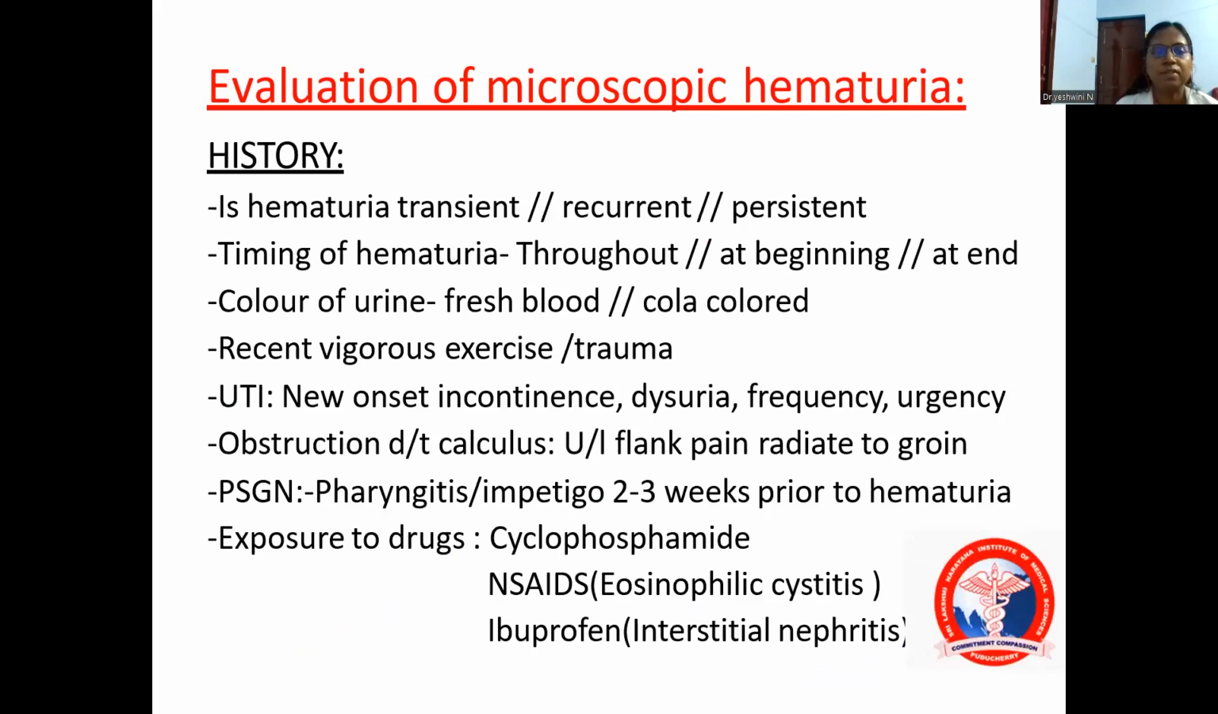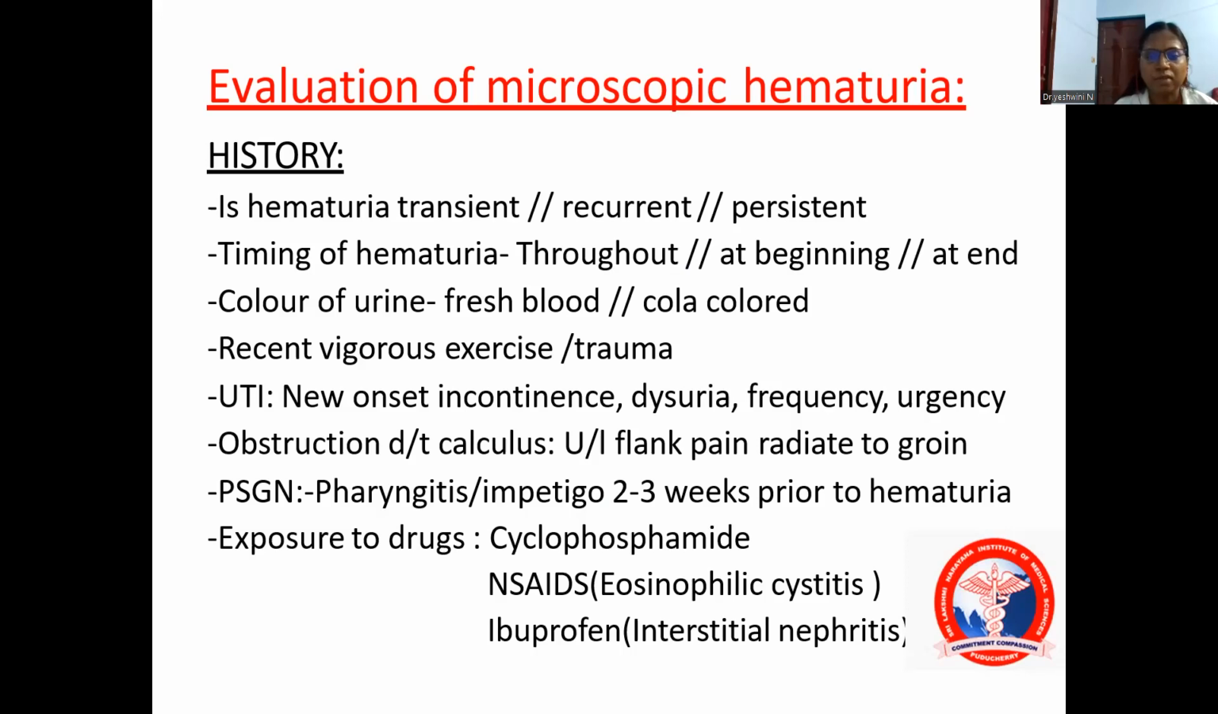Okay, so coming to evaluation, it will be history. In history, ask if there is hematuria, whether it is a transient one or a recurrent one or a persistent one, timing of hematuria, whether it is throughout the day, or throughout the urine stream, or at the beginning or at the end. Color of urine, whether it is cola colored or a fresh color, to differentiate between a glomerular cause and an extraglomerular cause. Recent vigorous trauma and exercise can cause hematuria.